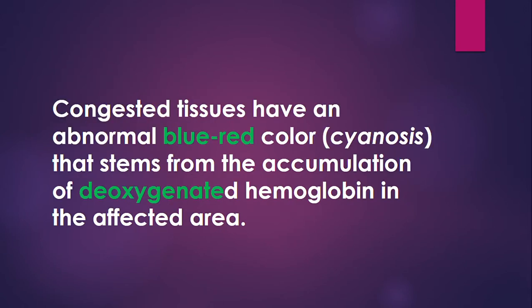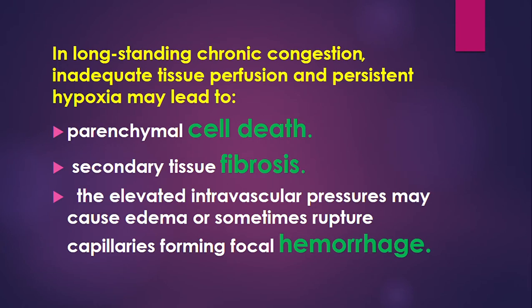Congested tissues have an abnormal blue-red color, while hyperemic tissue, as we said, is redder than normal. The congested tissue color is blue-red due to cyanosis that stems from the accumulation of deoxygenated hemoglobin in the congested area. In long-standing chronic congestion, there is inadequate tissue perfusion and persistent hypoxia.